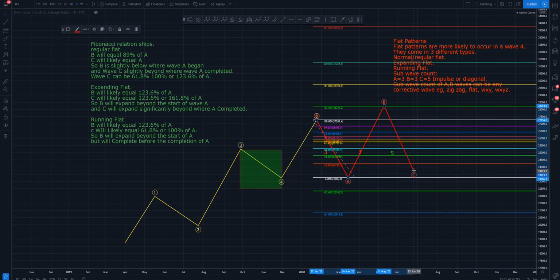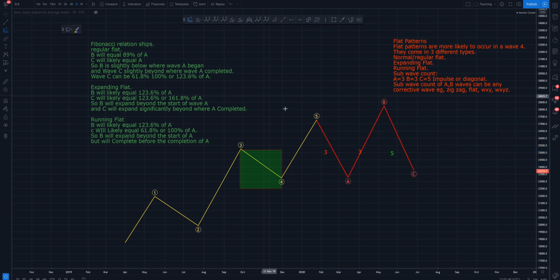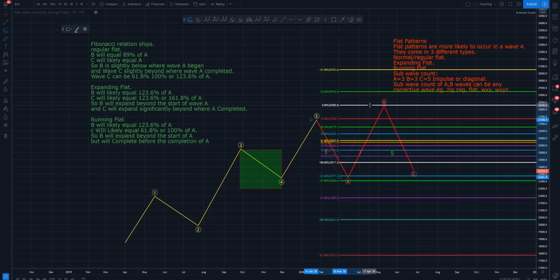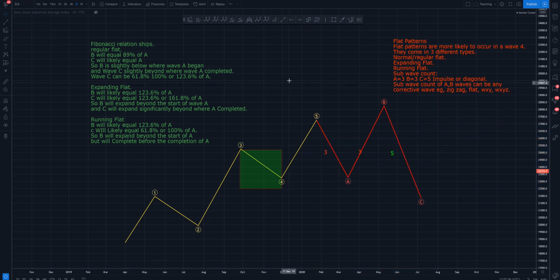Now, in this situation, wave C will likely equal 123.6% or 161.8% the length of wave A. So we can expect to find our C, we need to get rid of our retracement tool. We need our Fib extension tool for this. Just pick out the start of the A to the bottom of the A and place the zero bound at the top of the B. And we can expect to find our C here at the 123.6 or at the 161.8. So in this scenario we can see that B expanded beyond the start of where wave A began. We can also see that wave C expanded also beyond where wave A finished.